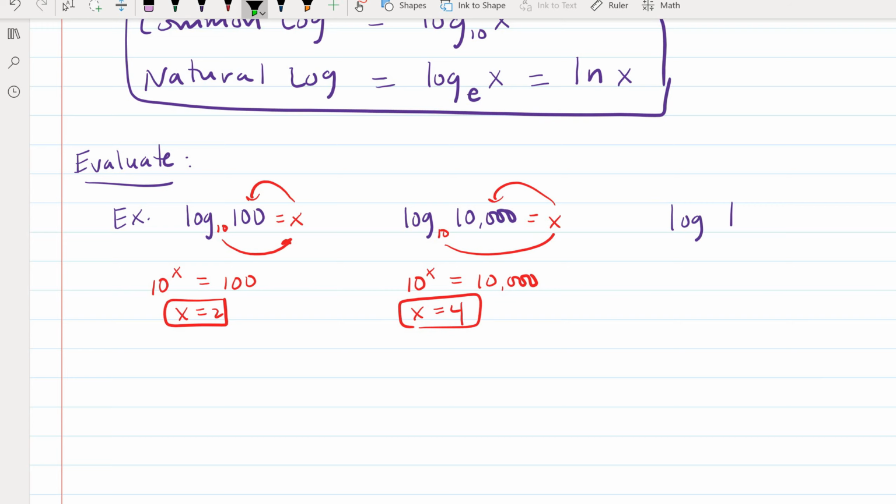Now, what do you notice? Hopefully you notice a pattern. X is 2, there's 2 zeros. X is 4, there's 4 zeros. So the next thing we can do is base 10 equals x here. So that is 10 to the x power equals 1. How do we get a 1? Do you remember? Anything to the 0 power equals 1. That's an exponent rule. So 10 to the 0 power equals 1.